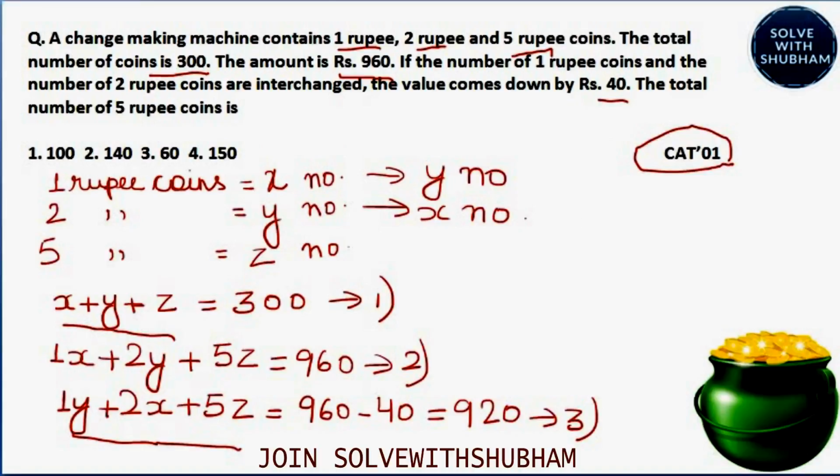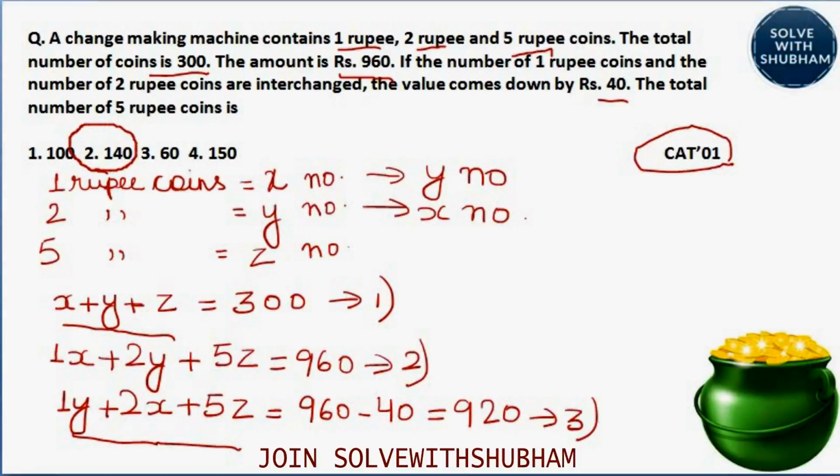Now go through the options. We need to find out number of 5 rupee coins, which is z. Our answer is coming as 140. So our answer has to be option number 2. It's a very easy question. The important point was to frame the equation and then solve them to get the answer.